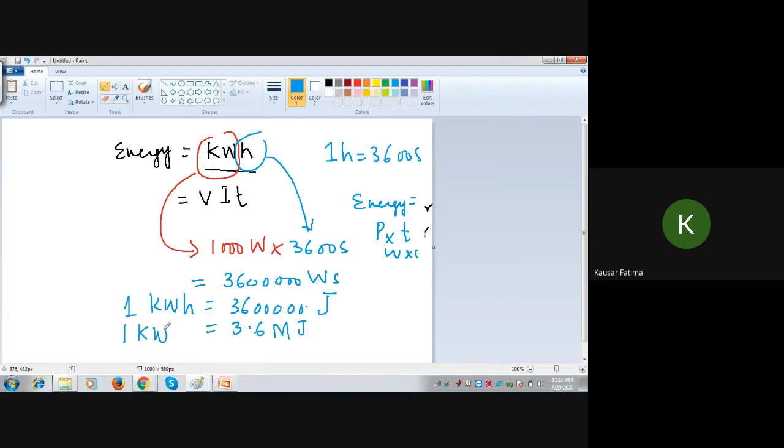So if you have to convert a kilowatt hour answer into joule, you will multiply by this factor. Okay, if you have to convert joule into kilowatt hour, you will divide by this factor.